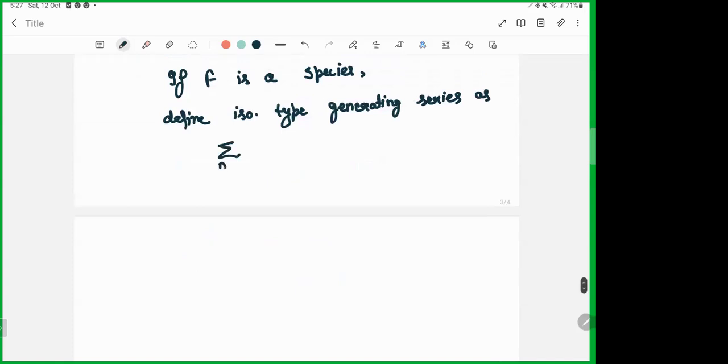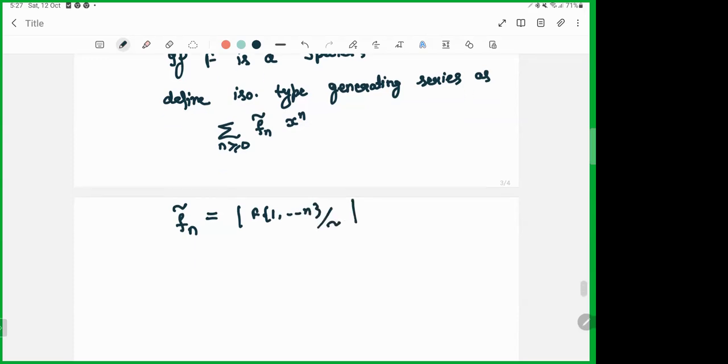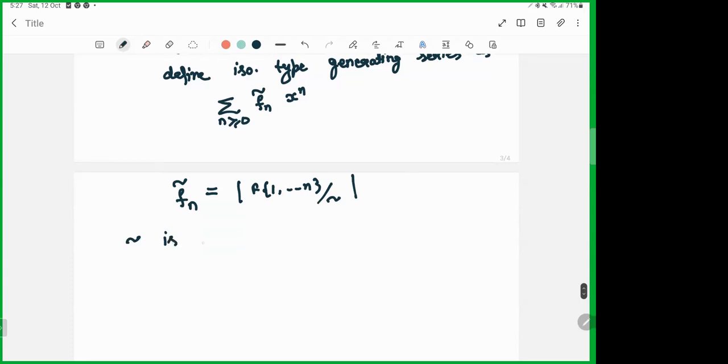the summation over n greater than or equal to 0 of f_n tilde x to the power n. And what is f_n tilde? f_n tilde is equal to the cardinality of what set? The isomorphism types on the set, F of {1 up to n}, modulo some equivalence relation. This equivalence relation I am defining. Tilde is defined as follows: s, t belong to F of this set, let's say.